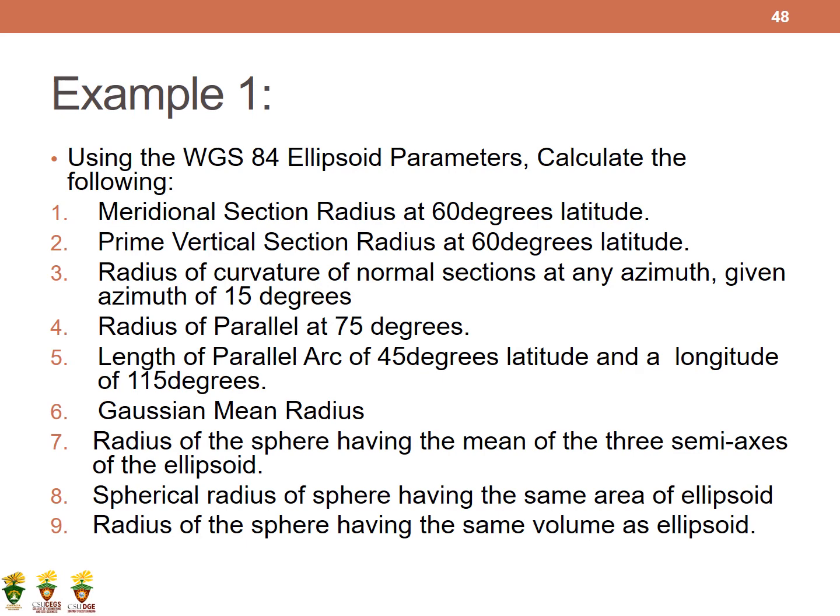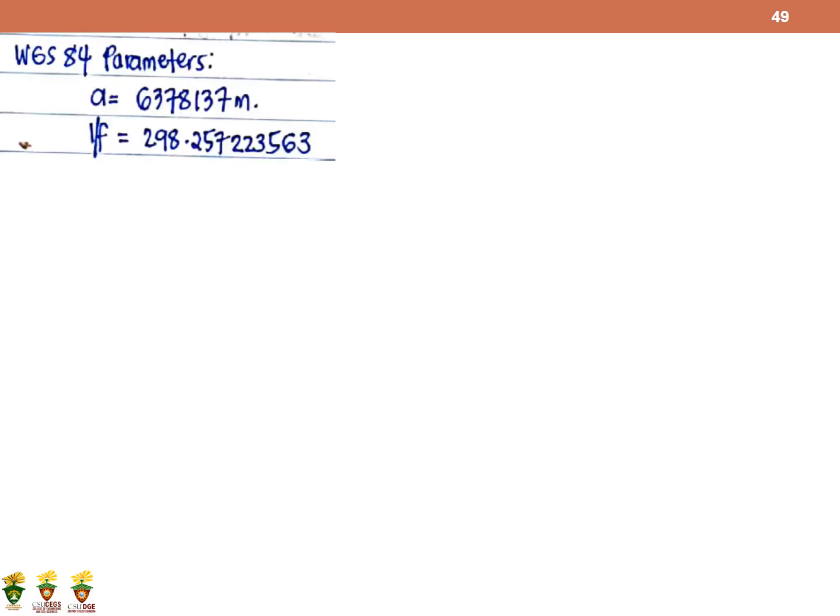Next is the Gaussian mean radius. 7 is the radius of the sphere having the mean of the 3 semi-axes of the ellipsoid. 8 is the spherical radius of the sphere having the same area as the ellipsoid. And lastly is the radius of the sphere having the same volume as the ellipsoid. So first, we need to determine the parameters of WGS84.